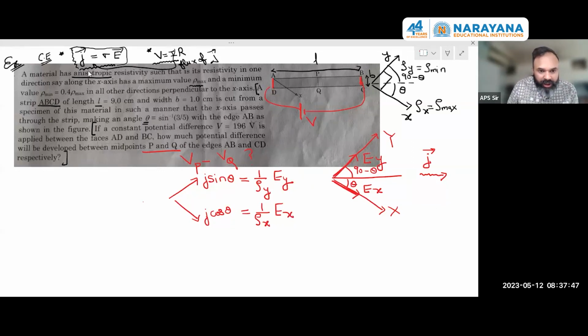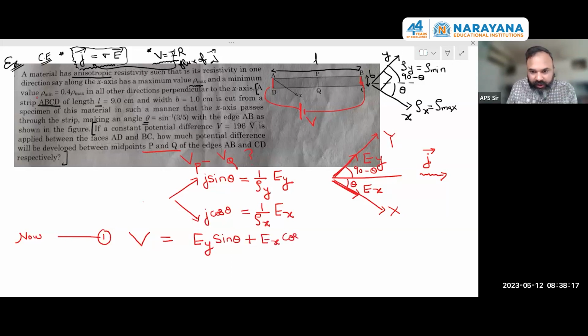Now let me write the first equation in this problem. The potential difference that has been applied between these two faces is the field in that direction. So Ey cos(90 minus theta) forward, so Ey sin theta, plus the Ex component forward, Ex cos theta, the net field, multiplied by the distance L.